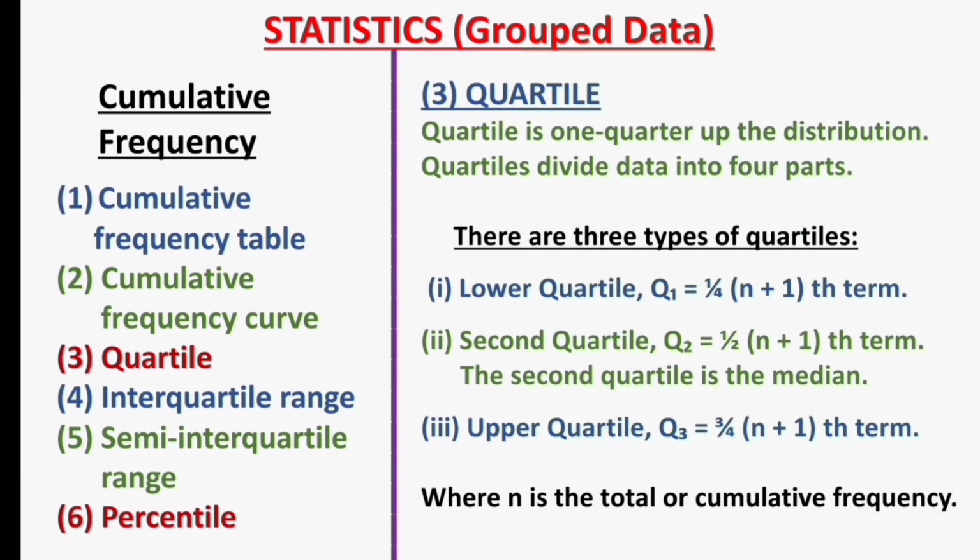Number 3, quartile. Quartile is 1/4 of the distribution. Quartiles divide data into 4 parts. There are 3 types of quartiles. Number 1 is the lower quartile Q1, which is 1/4 of the (n plus 1)th term. Number 2 is the second quartile Q2, which is 1/2 or half of the (n plus 1)th term. Please note that the second quartile is the median. While number 3, upper quartile Q3, is 3/4 of the (n plus 1)th term. Here, n is the total or cumulative frequency.